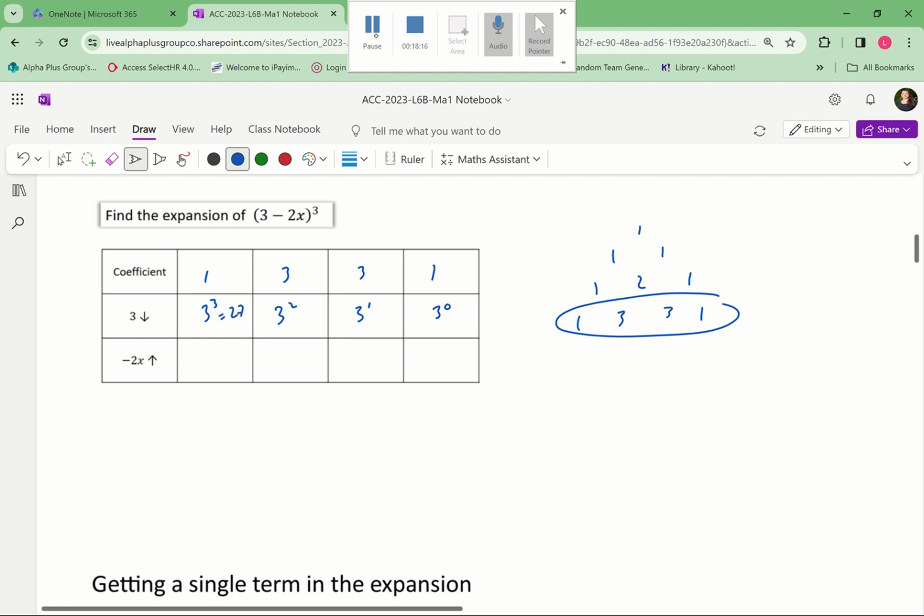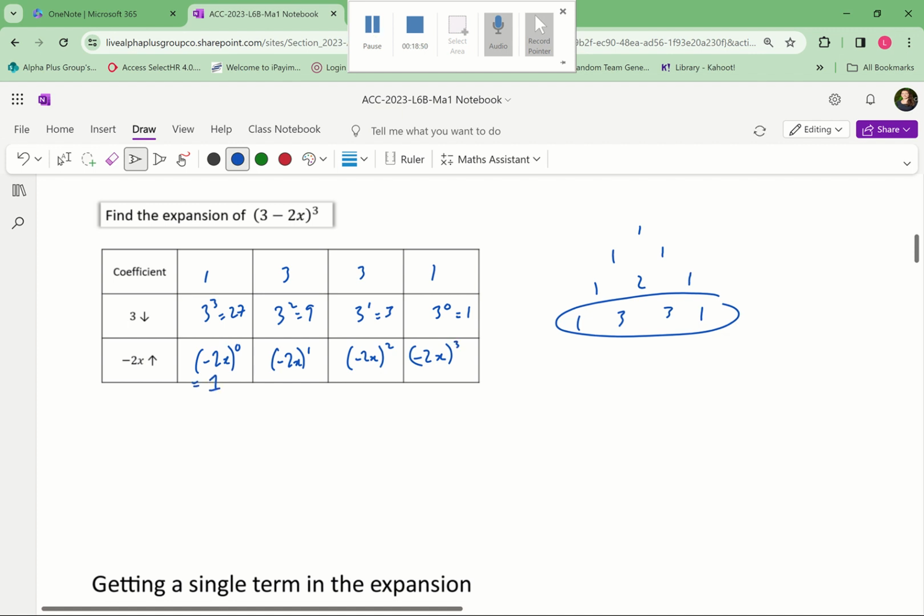And I'll just write out what they are. 27, 9, 3 and 1, and then I'm going to do minus 2, so the sign matters in the brackets. If I have a minus 2x, that's what I need to raise to the power each time. If it's plus, I use plus. So this is really important. So minus 2x to the power of 0, so remember the powers are increasing. Then minus 2x to the power of 1, minus 2x to the power of 2, and minus 2x to the power of 3, and then I can just write out what this will be.